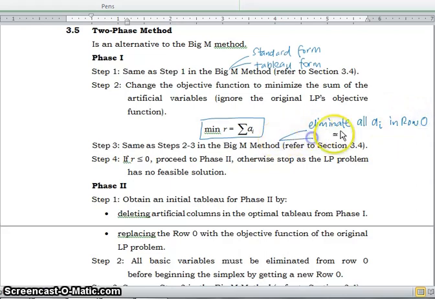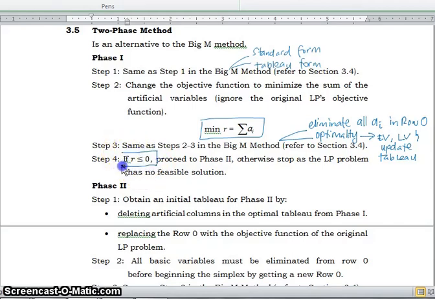And then check the optimality of the tableau. If the tableau is not optimal, then you need to find the entering variable, leaving variable, and update the tableau. Then in step 4, if you reach the optimal tableau in phase 1, you need to check the value of R.